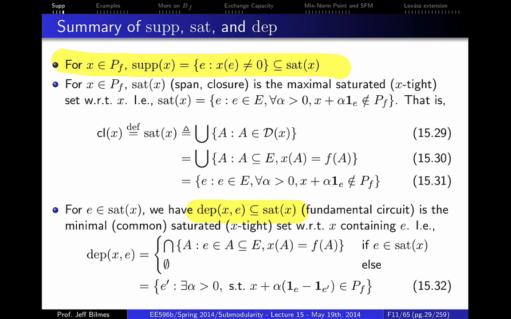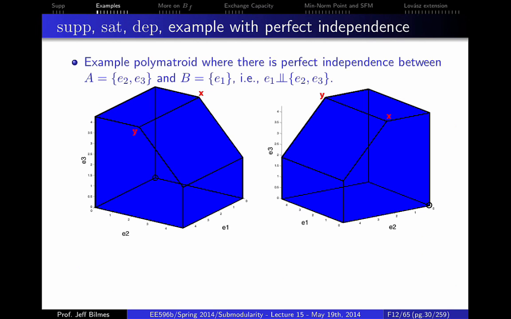That's right. Sat is the maximal x-tight set. Dep is the minimal E-containing x-tight set. Dep is the elements that are necessary for x-tightness, the x-tight set. And E is presumably a part of sat. So dep of x of E, where E is in sat, is going to be in sat, because sat includes all possible E's.